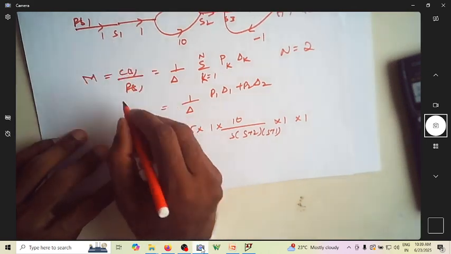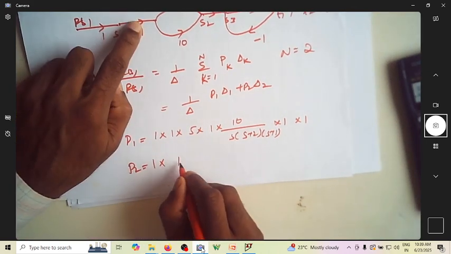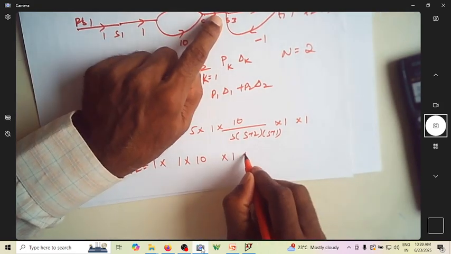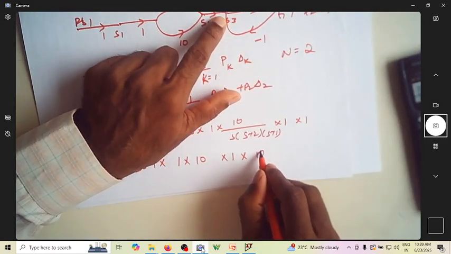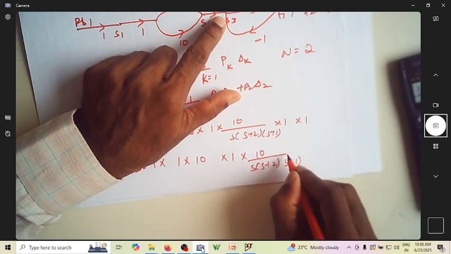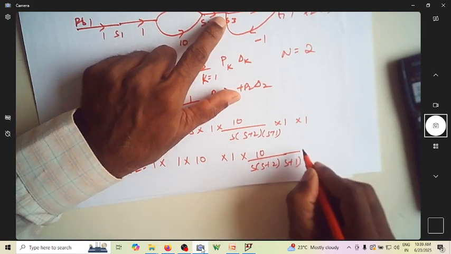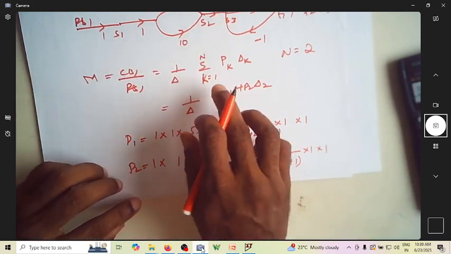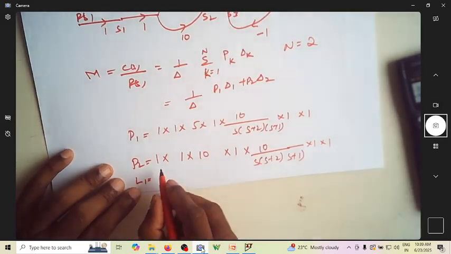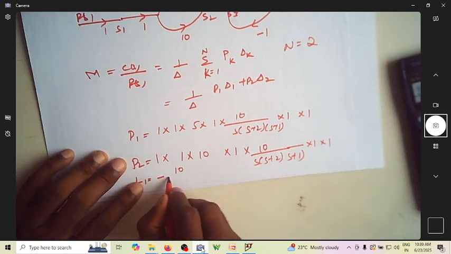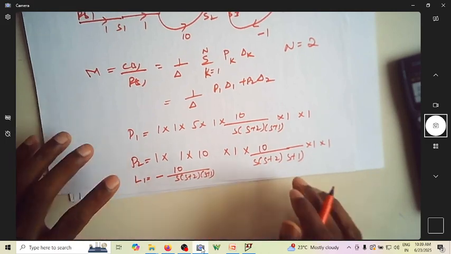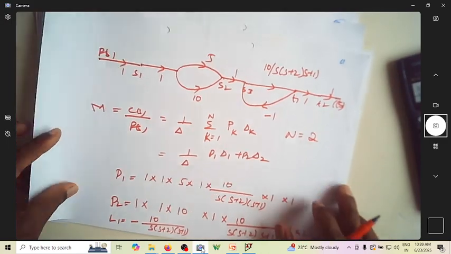P2 is again 1 into 1 into 10 into again 1, into again this is a path. In this path you have 10 by s into s plus 2, s plus 1, correct? You have into 1 into 1. Then you have only this part. So what is L1? L1 is minus of 10 by s into s plus 2, s plus 1. So this is the only loop available.